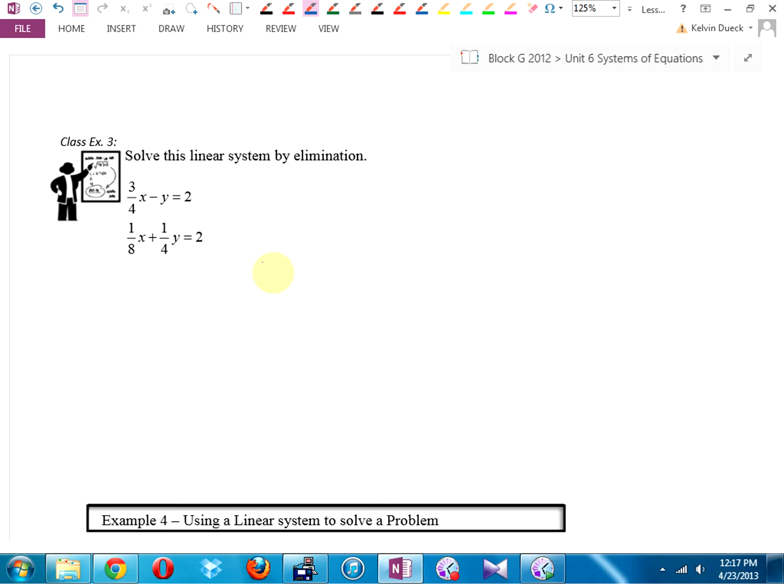So the elimination method works best for yucky equations like this. It says, solve this linear system by elimination. If they had just said solve, I would have said, it's got yucky fractions, I'm going to use elimination anyhow. Let's rewrite each equation by clearing fractions.